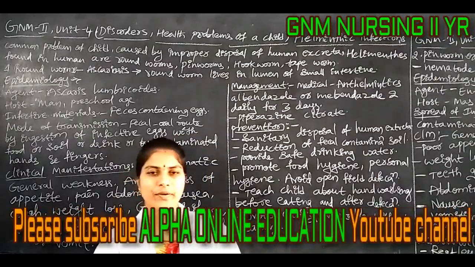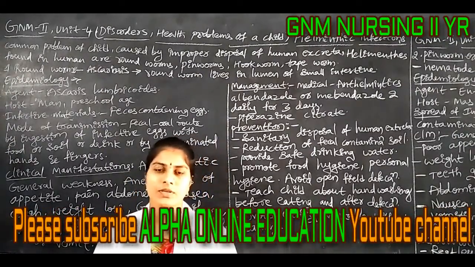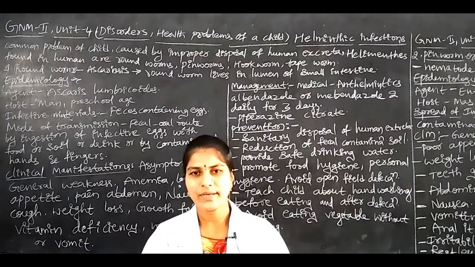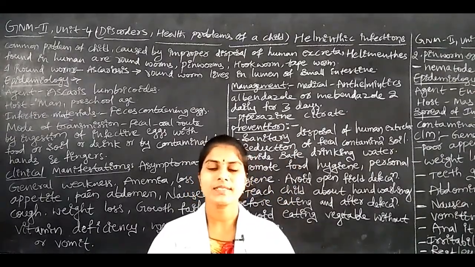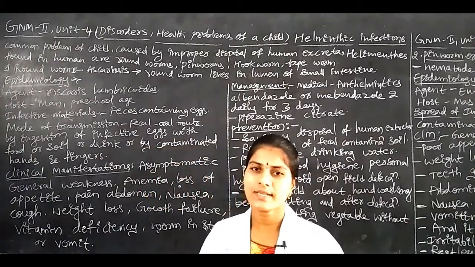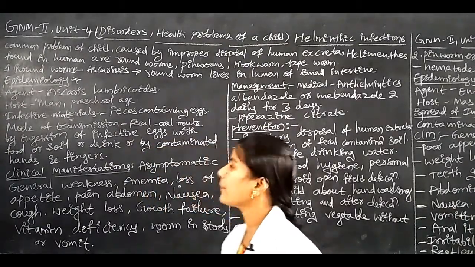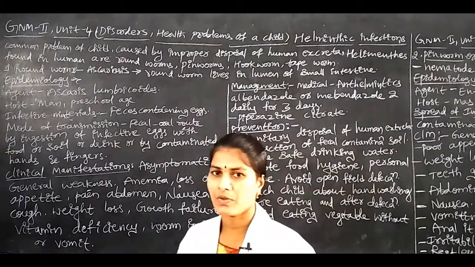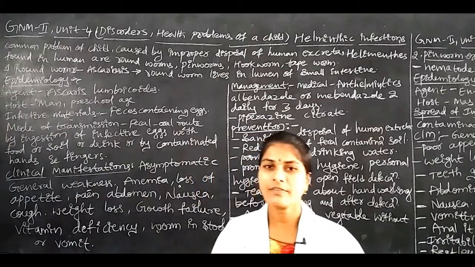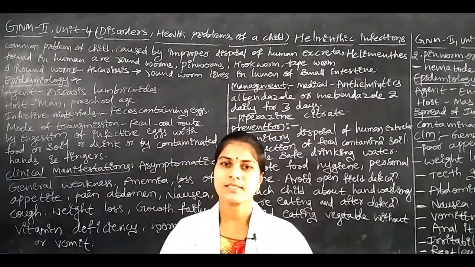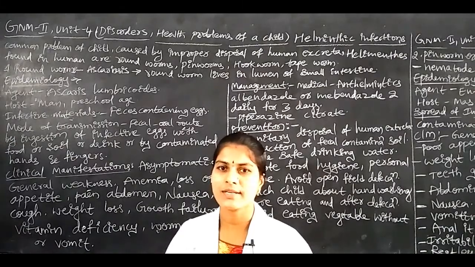In this video we are going to discuss the child health nursing subject. In the fourth unit, disorders and health problems of a child, one disease condition is helminthic infections. It is one of the disorders of children, and it is in the child health nursing subject for GNM second year students.